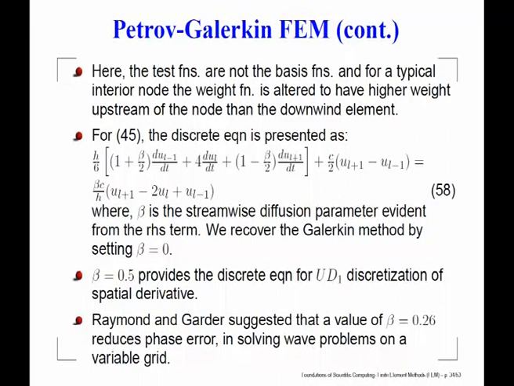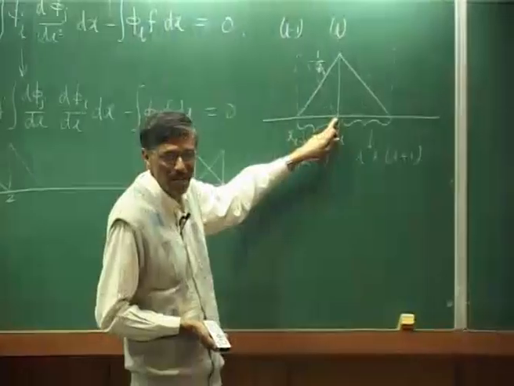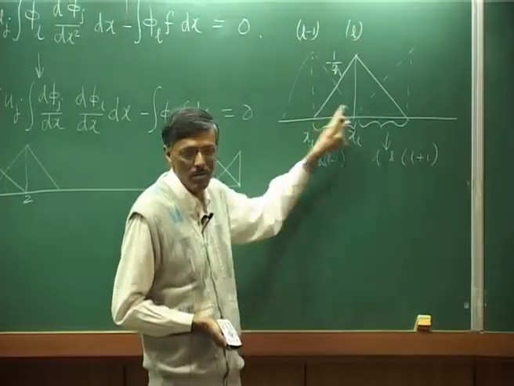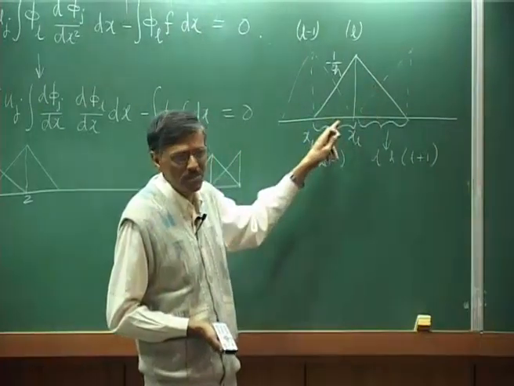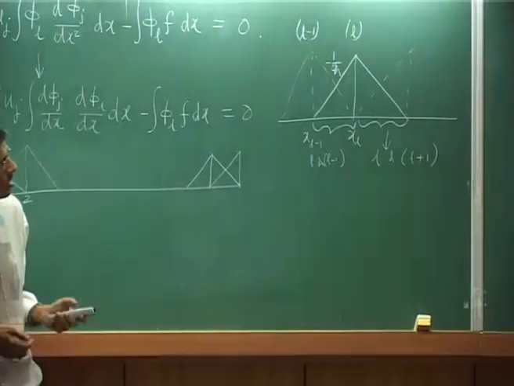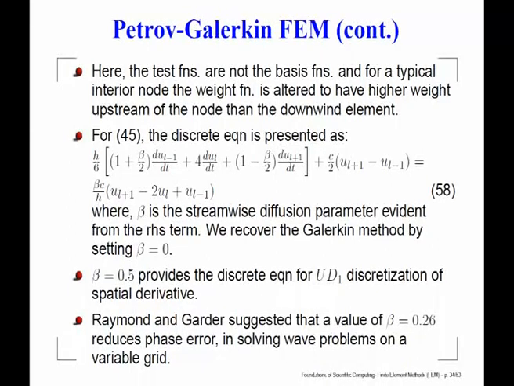What you do is basically you take a weight function, which is now not like your Bubnov-Galerkin method. In the Bubnov-Galerkin method, we took W j as phi j. So, if I am looking at this, I have equal weightage coming from both sides, because this function is symmetric. In the Petrov-Galerkin method, what they instead say is that you actually look at a weight function which should have higher weight upstream of the node than downstream.